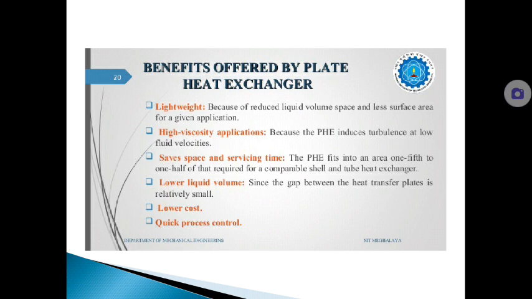Here turbulence occurs even at low fluid viscosity because corrugations are provided, so fluid velocity will be less. Low liquid volume will be handled since the gap between the heat transfer plates is relatively small, so a lower liquid volume can be handled, and quick process control is there. So these are some advantages of heat exchangers.